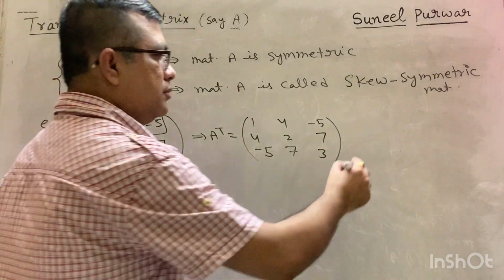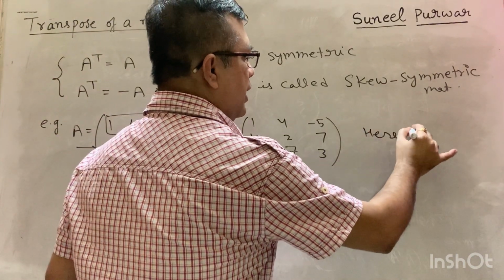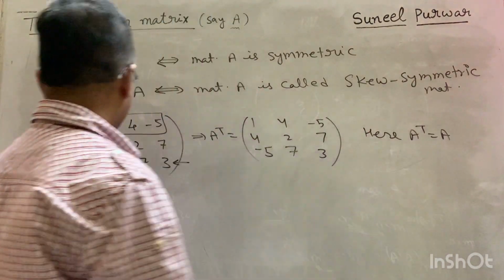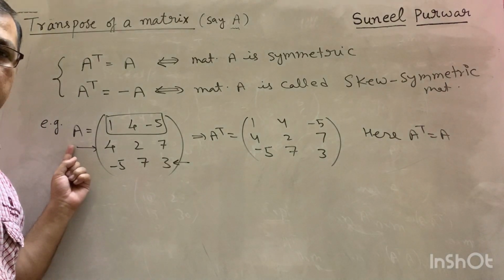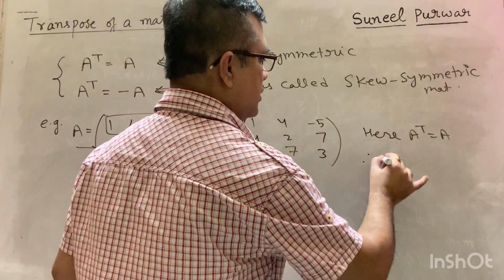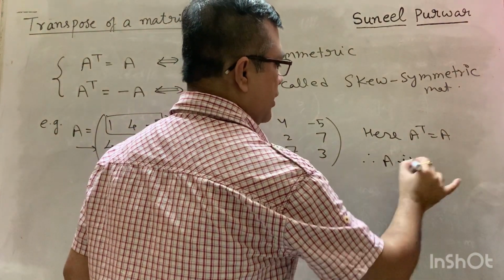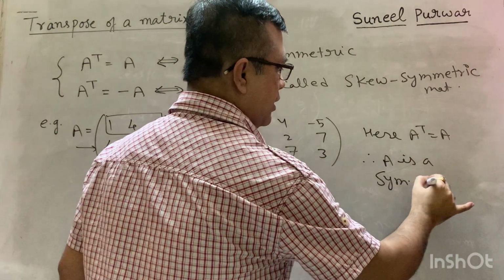Okay. So here, A transpose equal to A. So we can say matrix A is a symmetric matrix. Hence, A is a symmetric matrix.